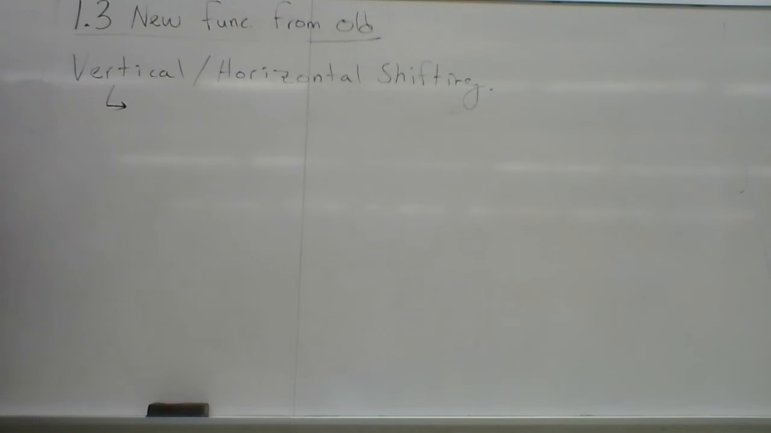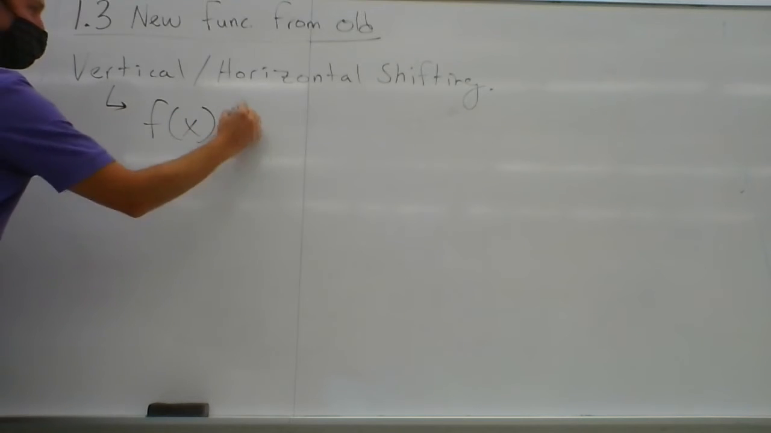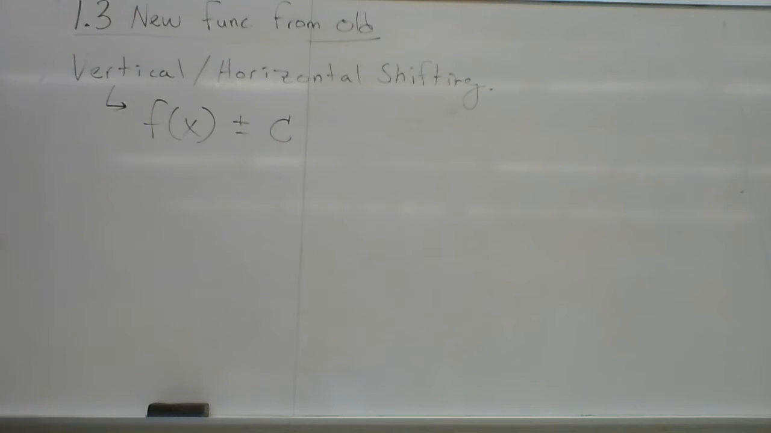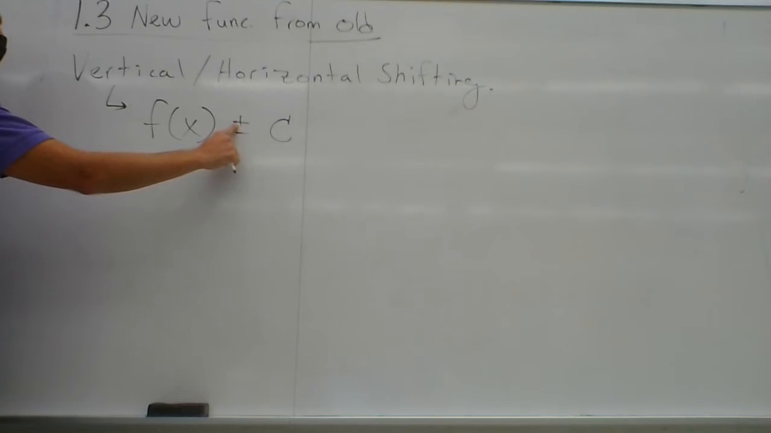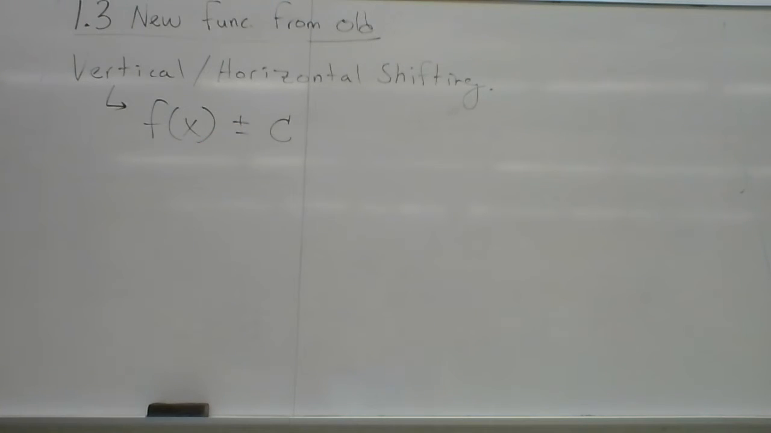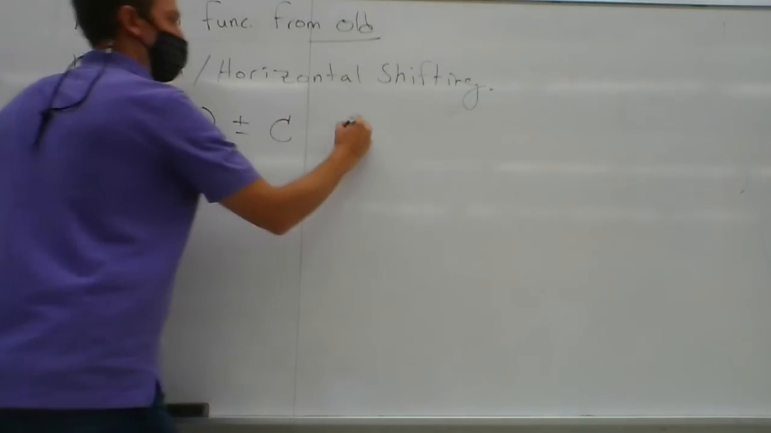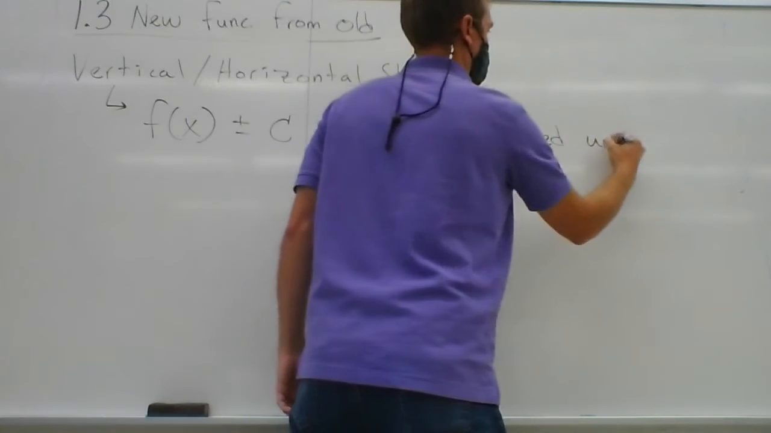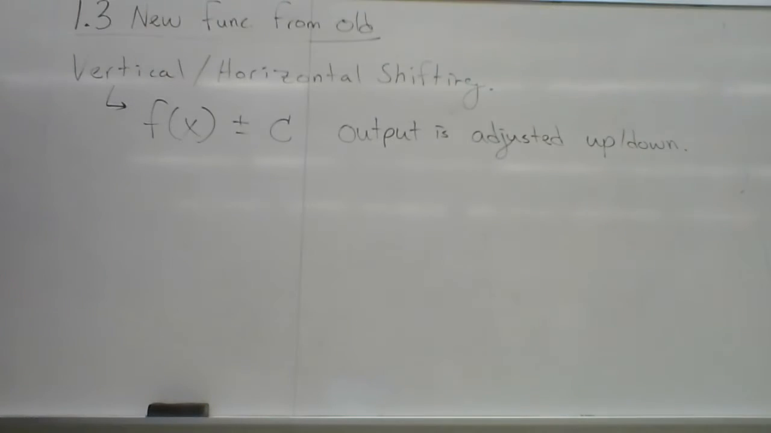Vertical shifts are accomplished by adding or subtracting to the end result. So f of x is the result of the input put into our function. If we then add a number c to that, all we're doing is adding extra height to the output of our function. We're lifting it up by c. If we subtract some positive number, we're lowering it down. So the output is adjusted up and down.